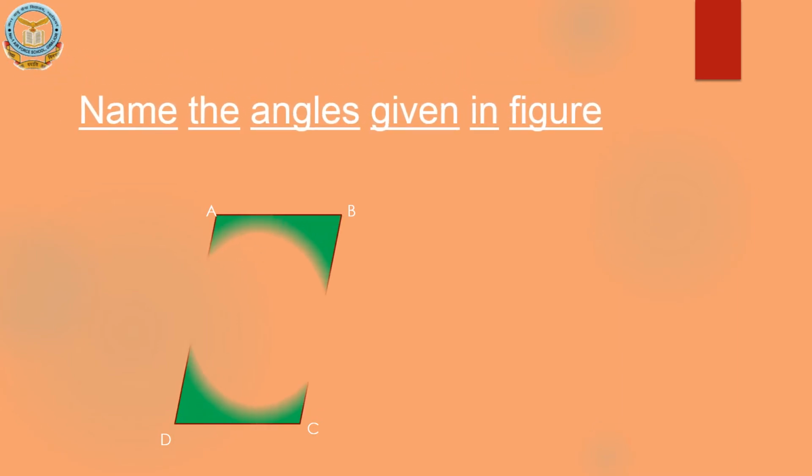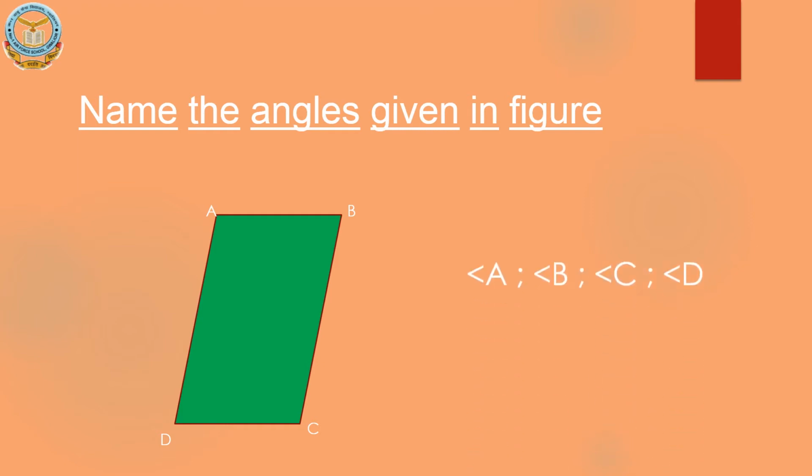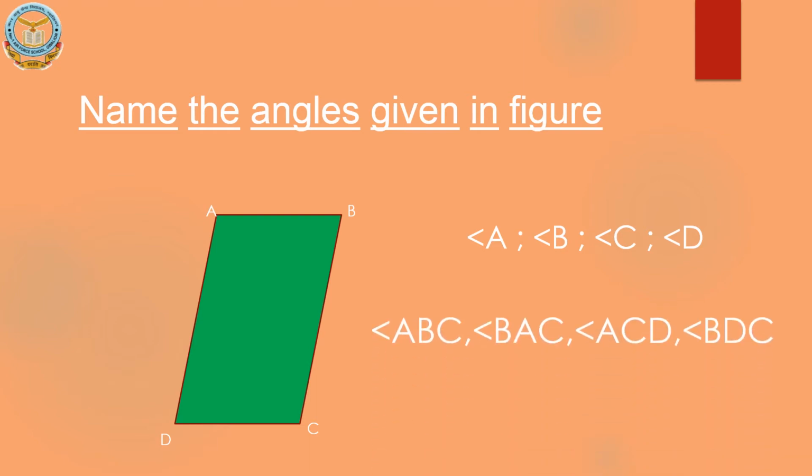Let's do a question. You have to name the angles given in the figure. It is a polygon and its name is ABCD. Now, we can write the name of the angles in 2 different ways. We can write the angles as angle A, angle B, angle C and angle D. In another way, we can also write the name of the angles while keeping the vertex as the middle letter. For example, we can write these angles as angle ABC, then angle BAC, angle ACD and angle BDC.